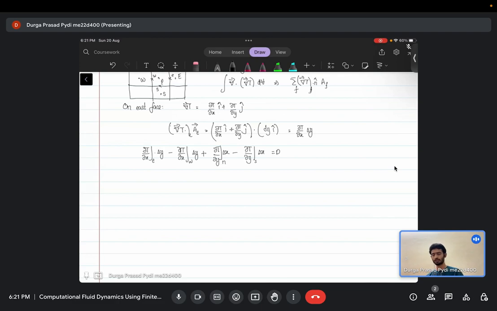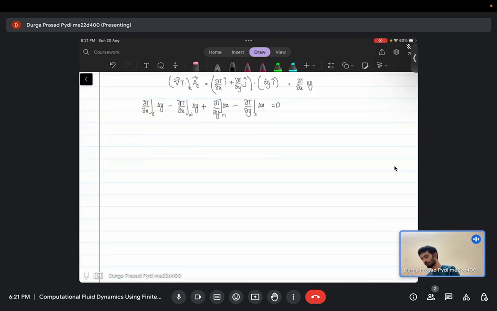Now when we use a linear profile assumption, on the east face this will be equal to (T east minus TP) by delta x times delta y, minus (TP minus TW) by delta x times delta y, plus (T north minus TP) by delta y times delta x, minus (TP minus T south) by delta y times delta x.